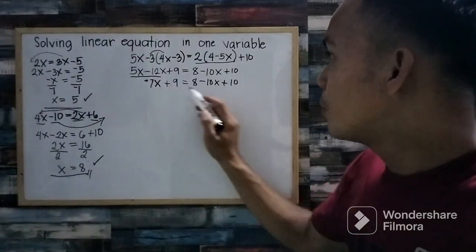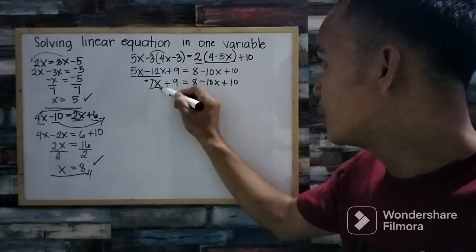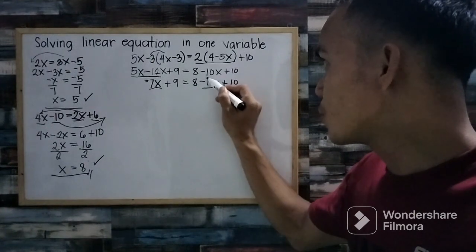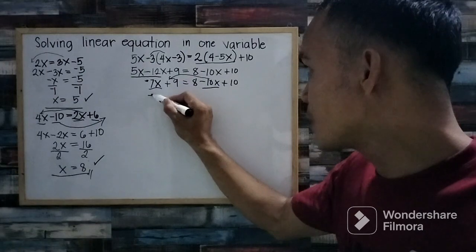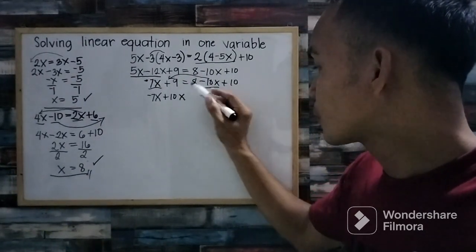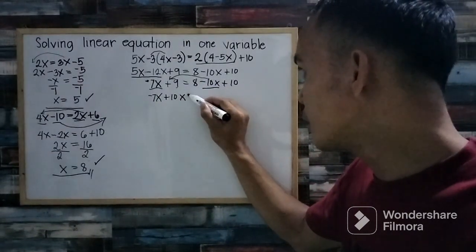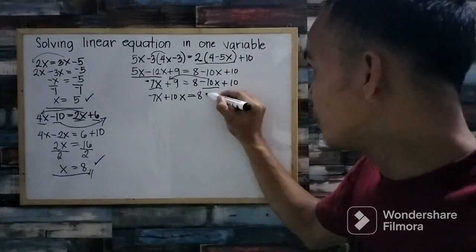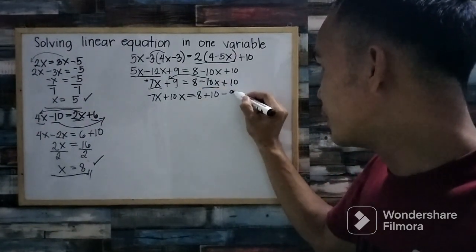Alright, so now, if you can see here, meron tayong negative 7x dito, meron din tayong negative 10x dito, diba, in the other side. So, of course, we have to transpose this negative 10x to the other side, so that becomes negative 7x, then plus 10x. And, of course, we have that positive 9 there. We have to transpose that to the other side, so that becomes equal to, just copy 8 and 10, transpose that becomes negative 9.